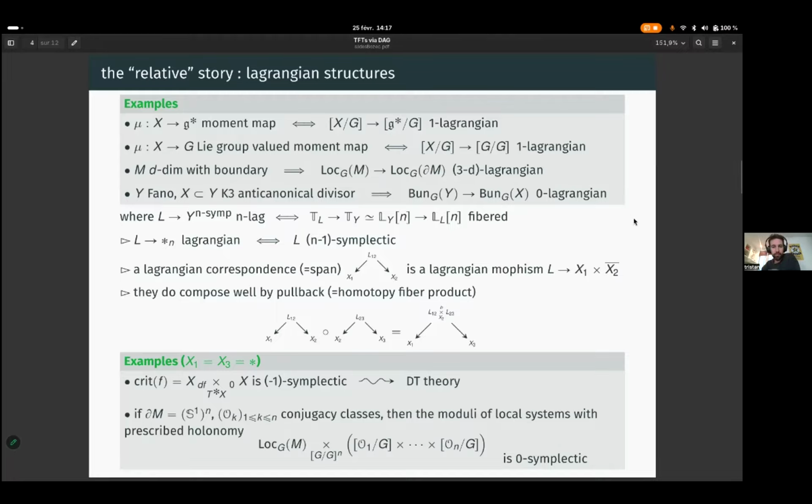So precisely, what does it mean to be Lagrangian with a shift, with target being n symplectic? The shift for the Lagrangian structure is always dictated by the shift of the symplectic structure on the target. Well, it means that if I have this triangle or fiber sequence here, it is actually a fiber sequence.